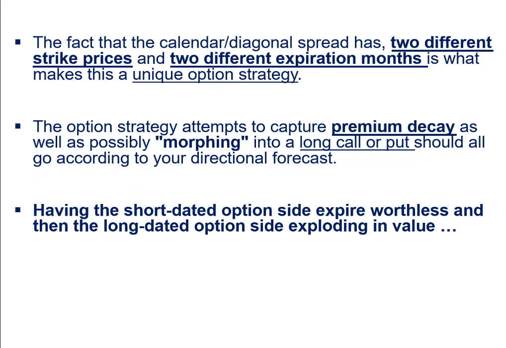The fact that the calendar diagonal has two different strike prices and two different expiration months is really what makes it unique. What it does in general is attempt to capture premium decay while you're waiting for that direction to kick in, and that's what I call the morphing into either a long call, or you can do it with puts for a downside move. If your directional forecast goes right, this can turn into a really powerful winner. By having that short dated option side expire worthless and the long dated option side explode in value, you've got some very big potential for big profits.